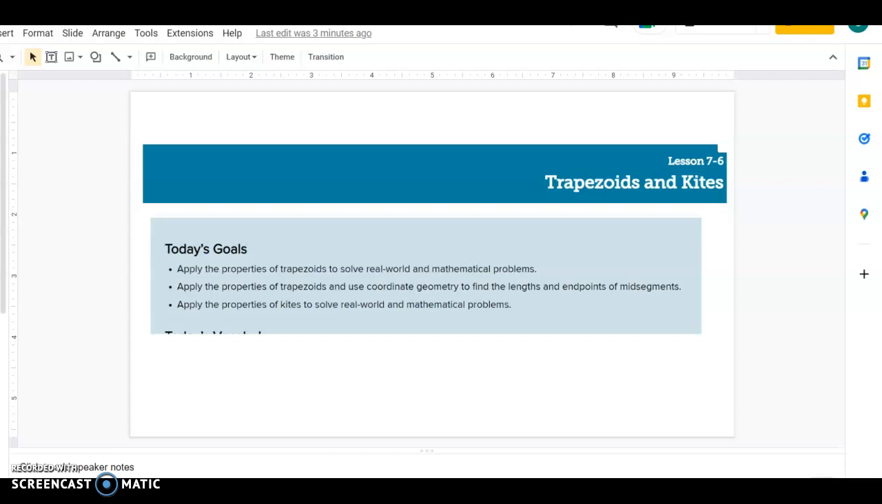This is the last section of Module 7, and it's about trapezoids and kites. So the goal for this one is to apply properties of trapezoids to solve real-world and mathematical problems, use coordinate geometry to find lengths and endpoints of mid-segments, and apply the properties of kites to solve real-world mathematical problems.